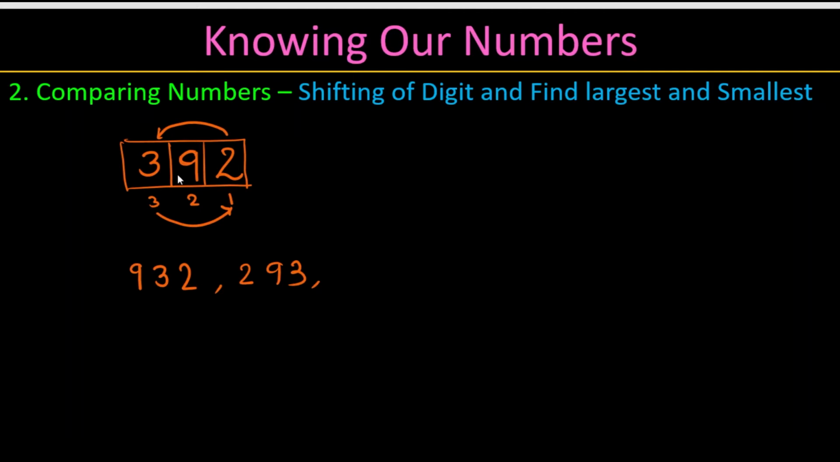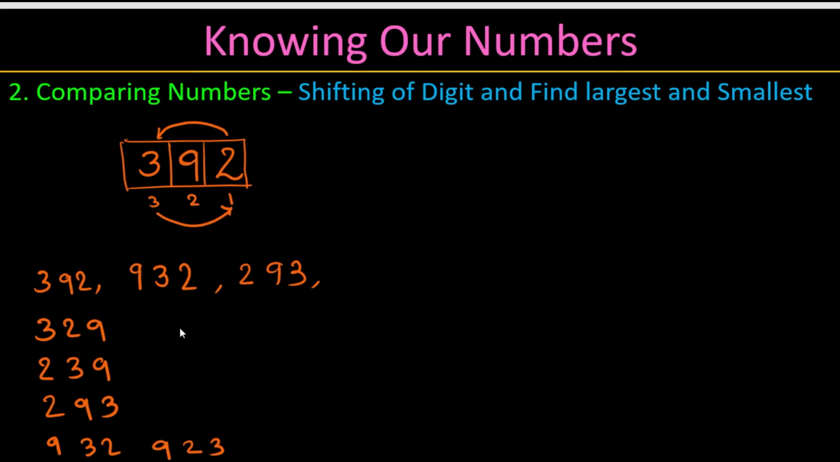Let's find now how many numbers we can generate from here. 392, 329, then 239, 293, then 932, 923. So these are the possible numbers we can make. Okay, total 6 numbers we can make.